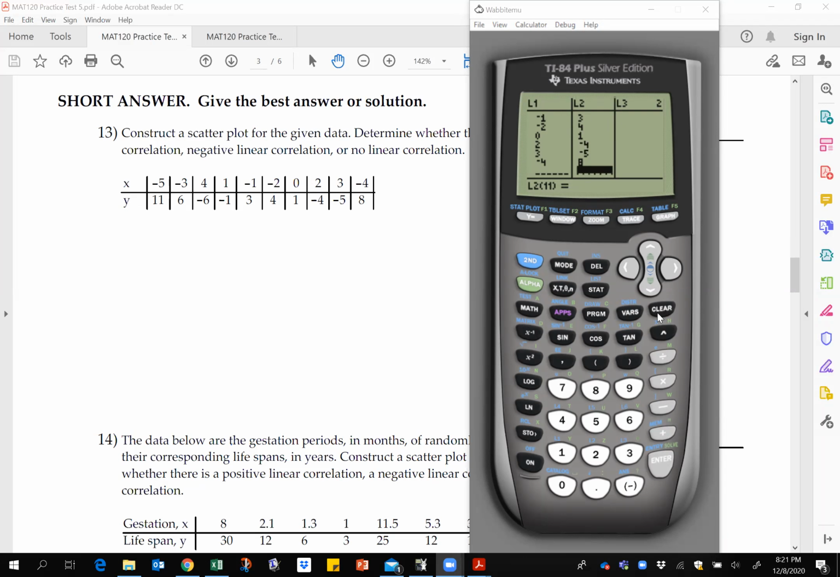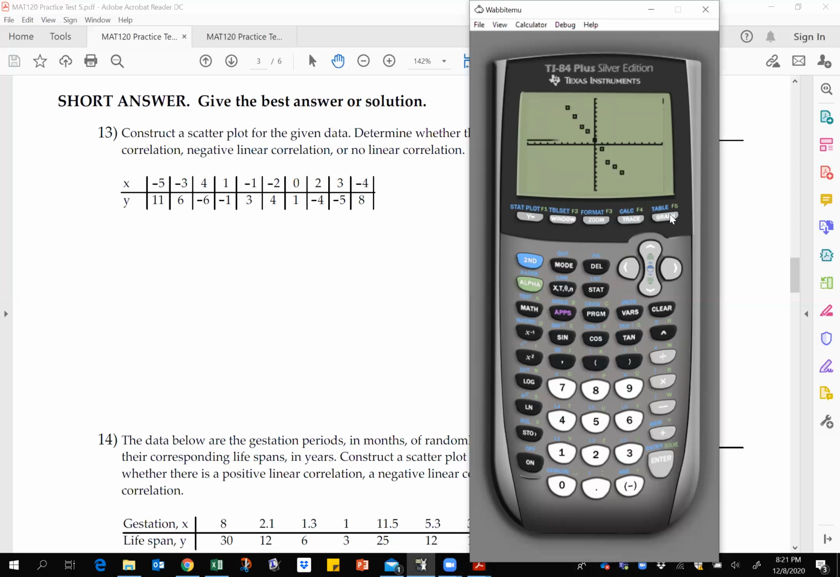The next thing we want to do is go ahead and graph this. Once you have those data points entered, and as long as your stat plot is on, we can go ahead and hit graph. Now, I have a bunch of stuff in here from before. Sometimes students will get an error message. If you do, make sure you go to your Y equals menu and clear out anything you might have already put there, because you don't want that in there.